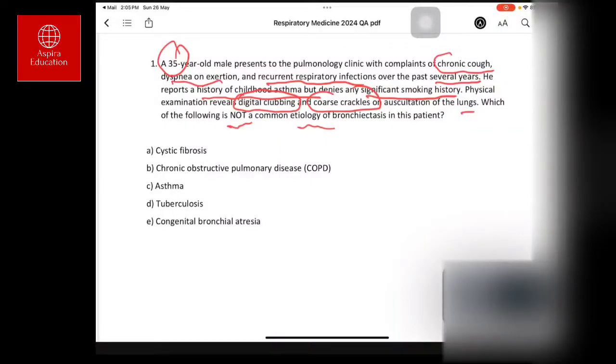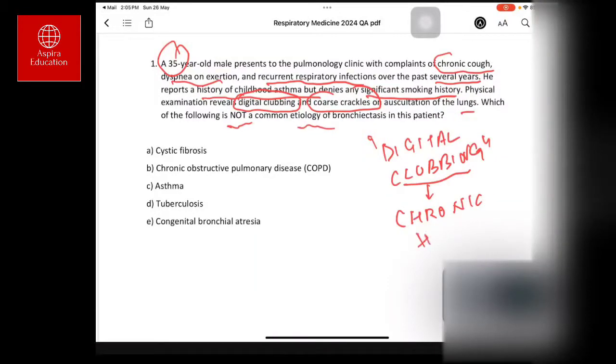Can anyone tell me what digital clubbing signifies to us? There's a decrease in tissue oxygenation. So yes, the classical answer is it signifies chronic hypoxia. Whenever chronic hypoxia is there, the capillaries on the nail beds clump up together, and that is how clubbing occurs.